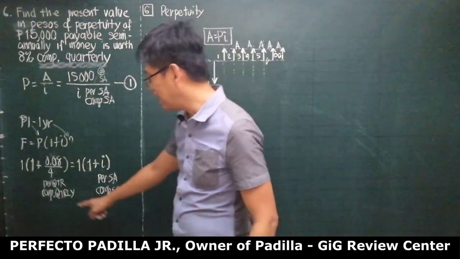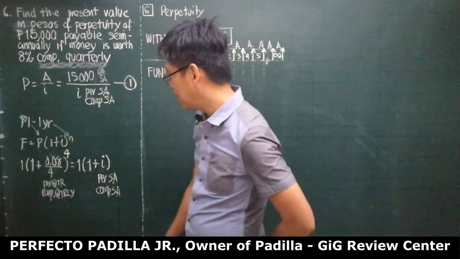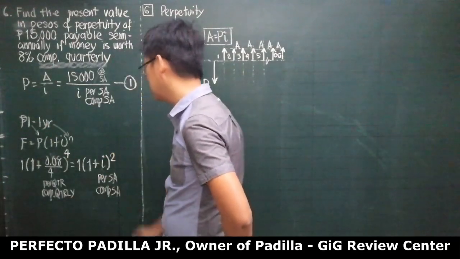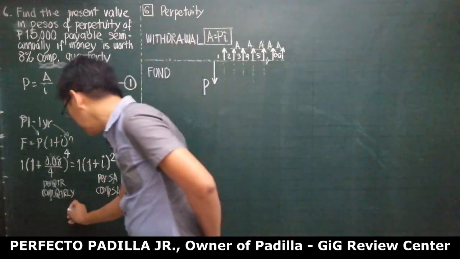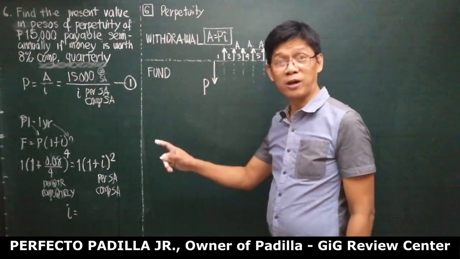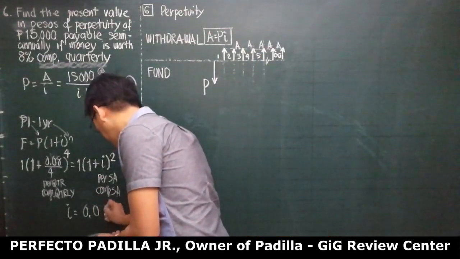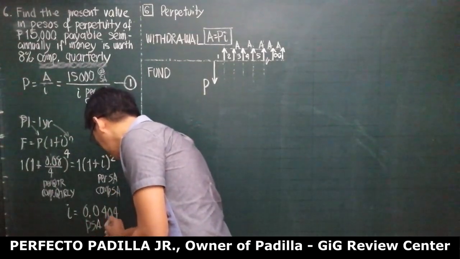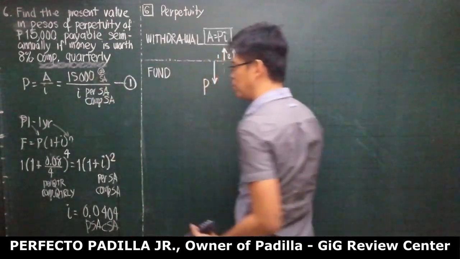Okay. Raised to n. Ano yung n? Ito per quarter compounded quarterly, 1 year is 4 quarters. Ito per semi-annual compounded semi-annually, 1 year is 2 semi-annuals. This is one equation in terms of i. You'll be able to solve your i. Kuha nyo? So, let us solve our i. Okay? So, that would be 0.0404. This is per semi-annual compounded semi-annually. Okay? That is now compatible with this one.